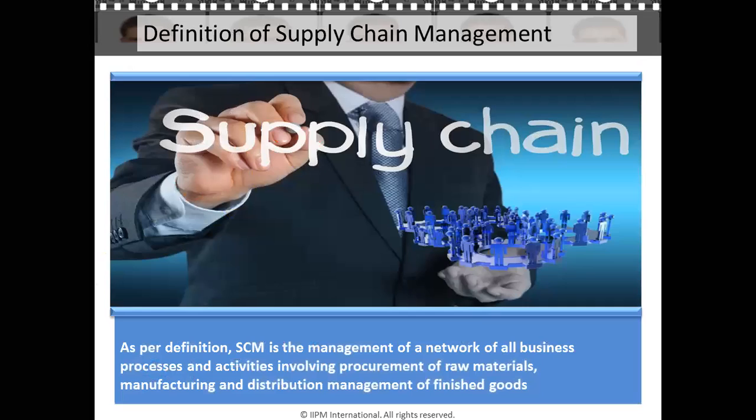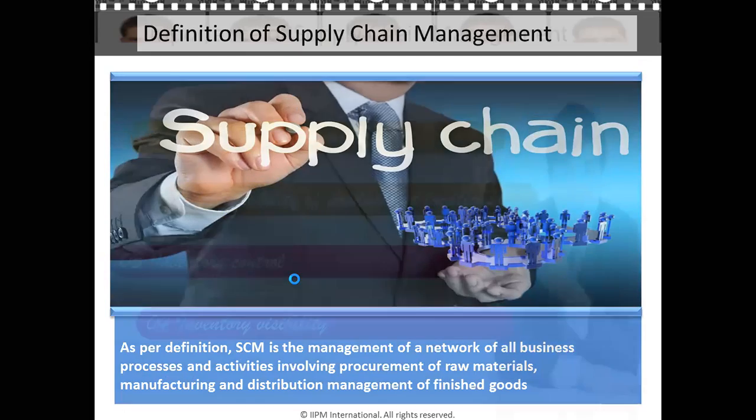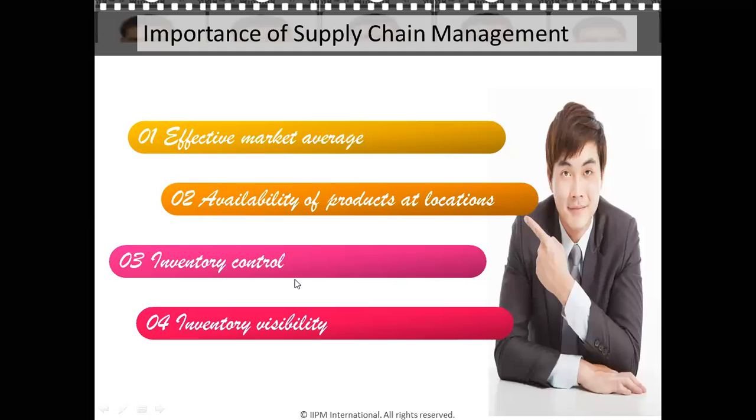So now let's look at what supply chain is all about. As per definition, supply chain management is the management of a network of all business processes and activities involving procurement of raw materials, manufacturing, and distribution management of finished goods. Importance of supply chain management: they will have effective market reach, availability of products at locations, inventory control, and inventory visibility.